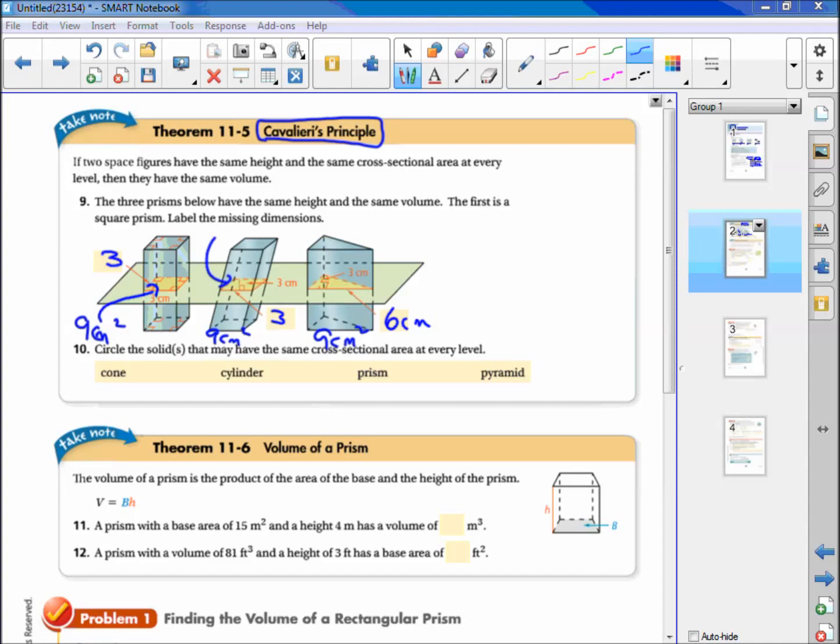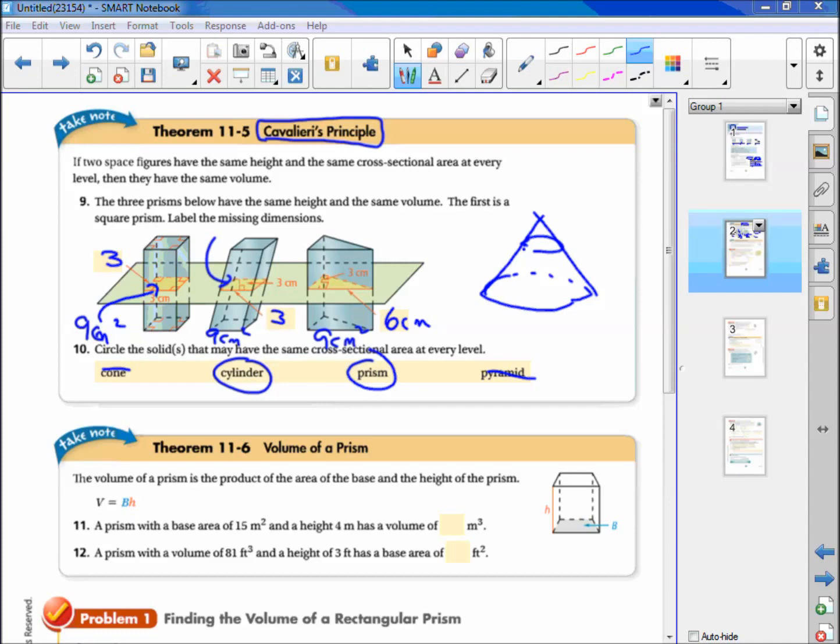All right, so circle the solid or solids that have the same cross-sectional area at every level. And this should be cylinders and prisms. So cones and pyramids, as we cut through them, here's a cone for instance, the bottom circle will be much bigger than this circle that's part way up, okay?